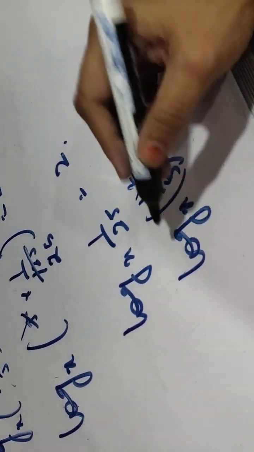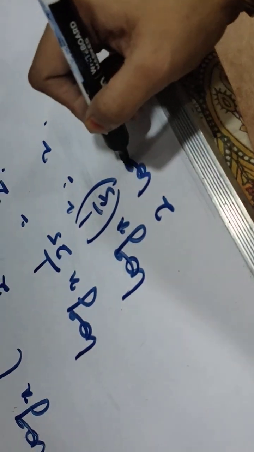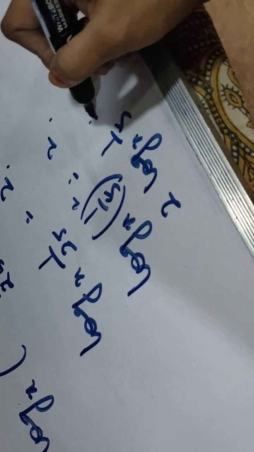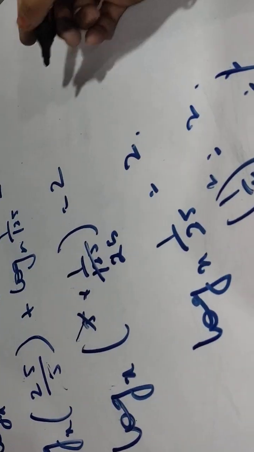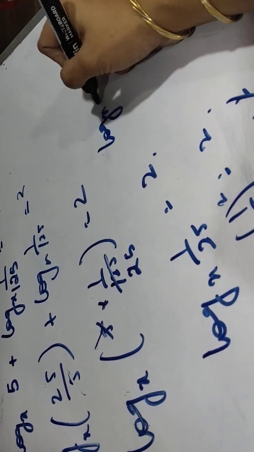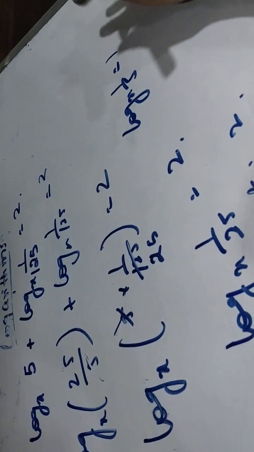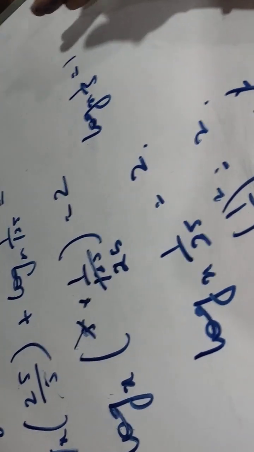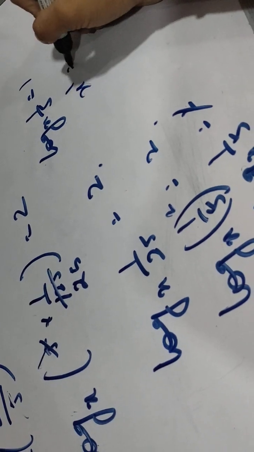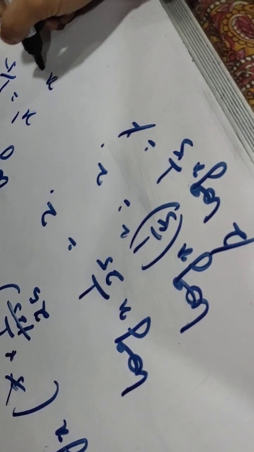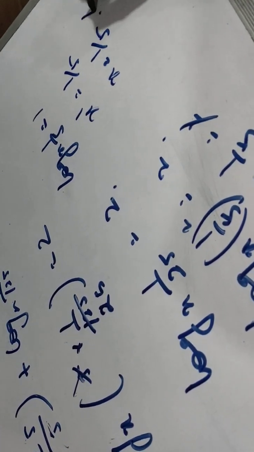Now if I take this 2 down, you'll have 2 log x 1 by 5 is equals to 2, okay? So what we finally have is log x 1 by 5 is equals to 1, okay? Log x 1 by 5 is equals to 1. Now you will use the basic exponential thing, okay? So x to the power 1 is equals to 1 by 5. So x is equals to 1 by 5 is my answer.